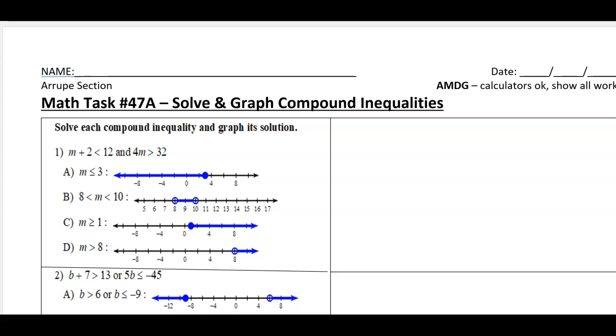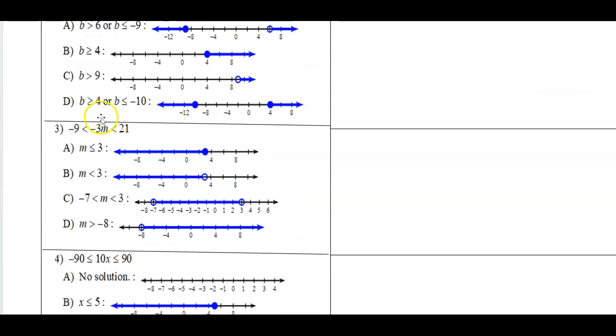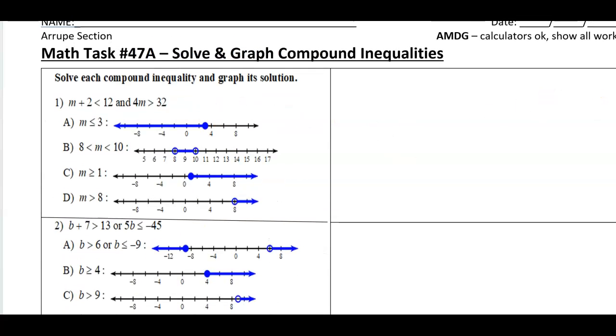Welcome to math test number 47A, solve and graph compound inequalities. A compound inequality is simply an inequality that combines two simple inequalities. They can be connected by the word "and," where you basically have two graphs that join together. You can have a compound inequality separated by the word "or," where you have two graphs that separate from each other. Or you can have compound inequalities that look like one long one, and in fact you just separate them into two. So let's do the first three together.